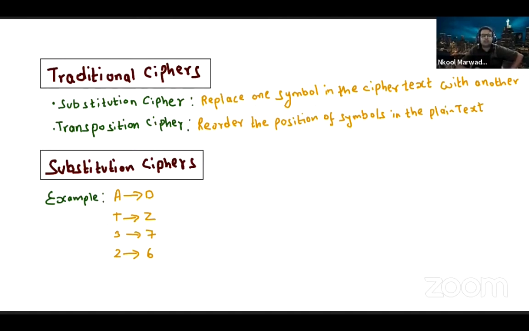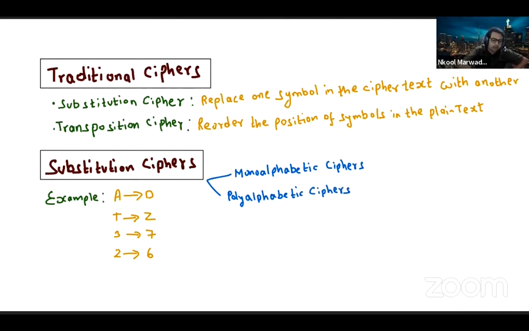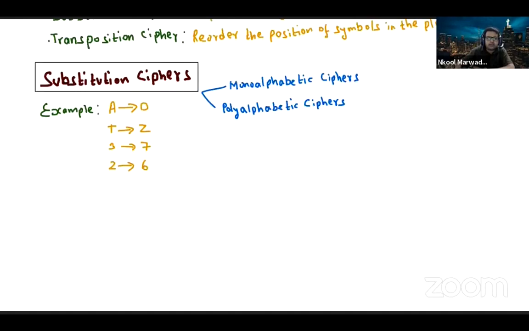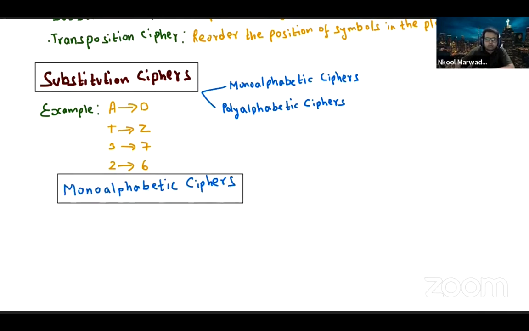Now this substitution cipher, we can classify into two types. It can be mono-alphabetic ciphers, and they can be poly-alphabetic ciphers. Mono-alphabetic ciphers and poly-alphabetic ciphers. Now, what are these? Let us look at it in some detail. First, let us focus on mono-alphabetic ciphers. Mono-alphabetic cipher. What is it?